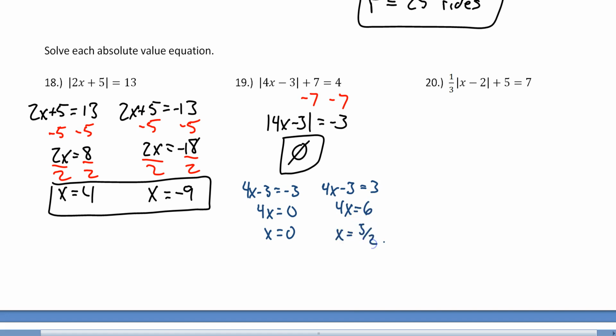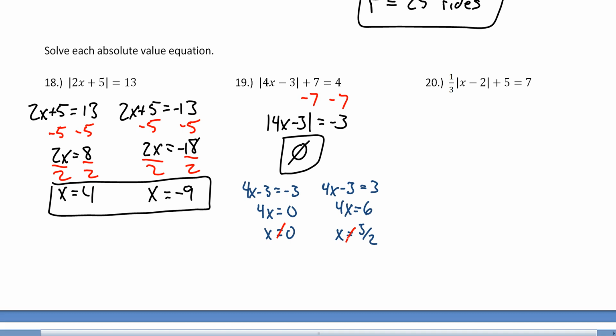What you're going to find is as you get these two solutions, you have to make sure to plug them back in. If you plug these back in, neither one of these will work. If you plug the 0 in, you get 4 times 0 is 0, minus 3 is negative 3. The absolute value of negative 3 is positive 3, and when you add that to 7, you get 10, not 4. All right? If you do the 3 halves and plug that in there, you're going to get 6 minus 3, which is 3. The absolute value of that is 3, plus the 7 is 10. Once again, it doesn't give you a 4. So neither one of these answers work. These are extraneous solutions. Even if you've done everything right, you're trying to solve an impossible situation. So make sure you plug your answers in. This one is no solution.